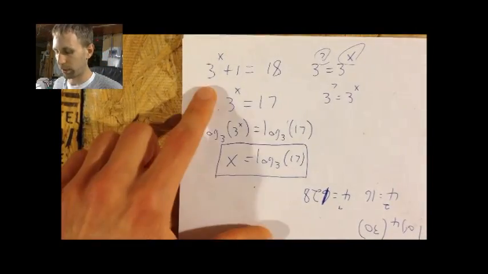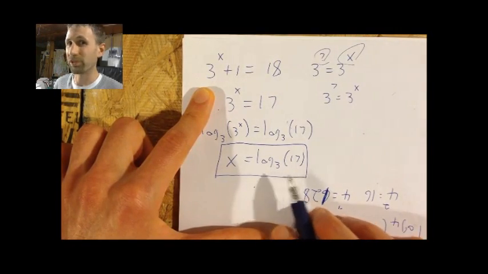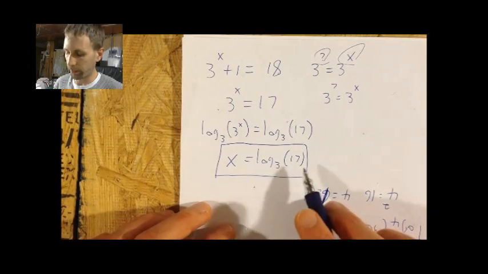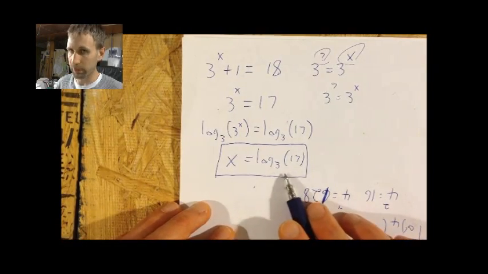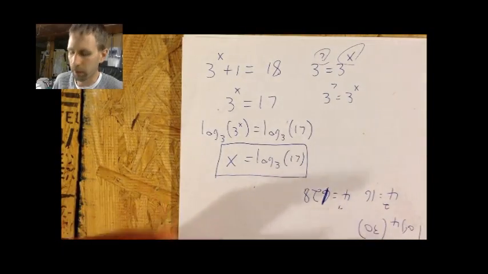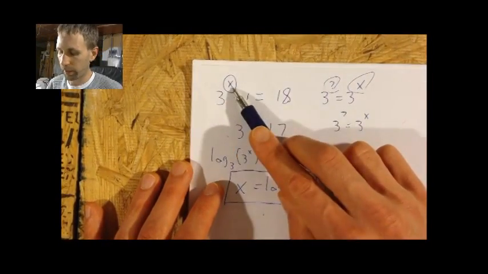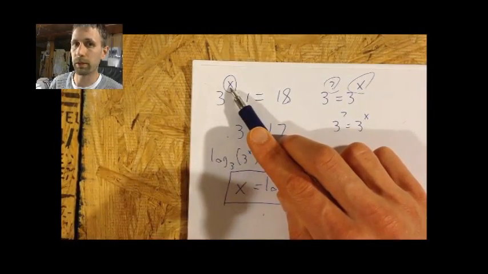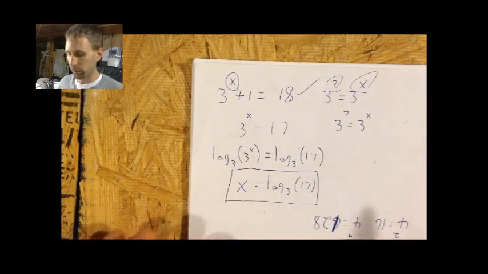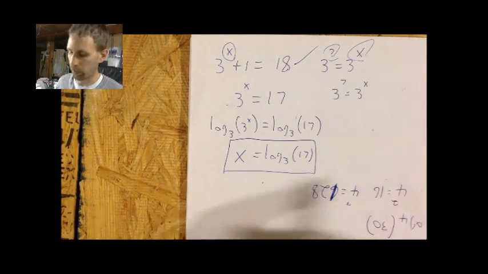So the solution to the equation is the power that you have to raise 3 to in order to get 17. Let's see how that would work out. Just keep it in mind, log base 3 of 17 is the power you'd have to raise 3 to get 17 out. So if we substituted that back in, you would have 3 to that power giving you 17, plus 1 gives you the 18, and it works out. So we use logarithms to undo exponential equations.